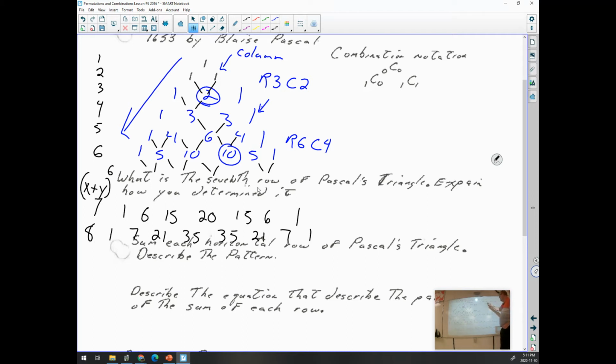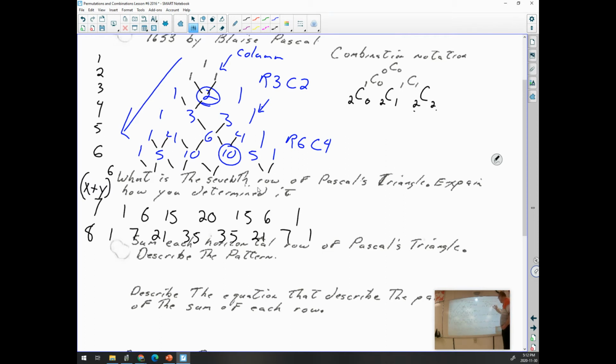So how many ways can we group 0 objects from 0? 1. How many ways can I group 0 objects from 1? 1. 1 object from 1. Same thing. The next row would be 2 choose 0, 2 choose 1, 2 choose 2. Notice again, we are in the 3rd row and the 3rd column.